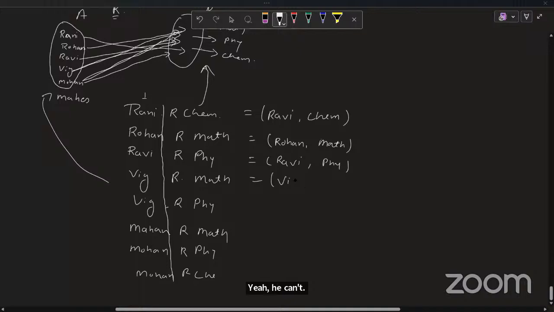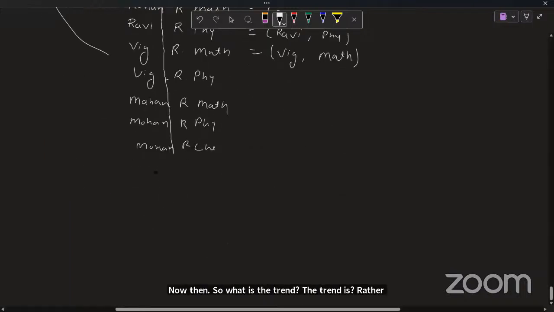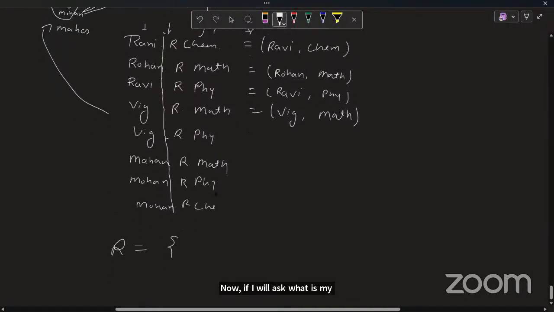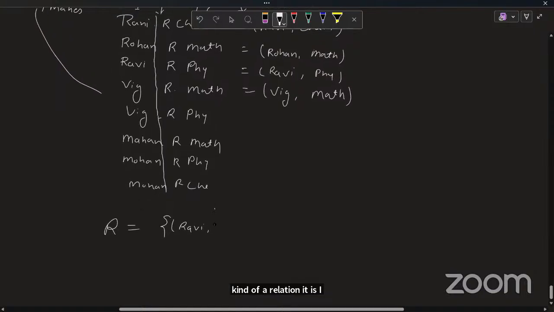Okay. If someone does not mute themselves, I will mute them from here. Okay, sir. Now, Vignesh, math. So what is the trend? The trend is, rather than writing this, I will prefer to write like this. Now, if I ask what my relation is and what kind of relation it is, I can write it like this. Sir, Ravi and math is there, right?